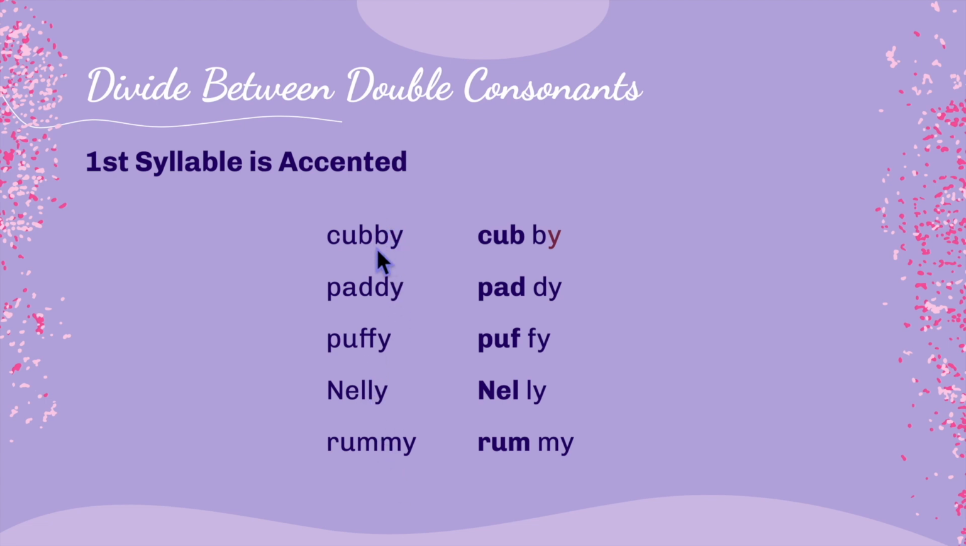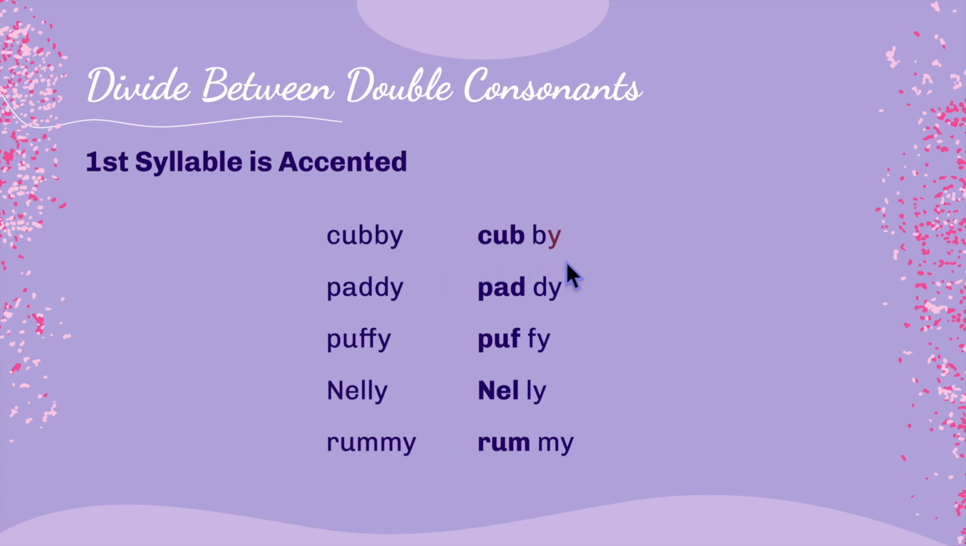So we will split between the B's, the D's, the F's, the L's, and the M's. In all of these words, our first syllable is accented. What that means is that the last syllable is not accented. These syllables all end in Y. Y would have the long I sound if it was accented, but it's not. You might remember that most of the time at the end of a word, Y has a long E sound, and it will in all of these words because the first syllable is accented.